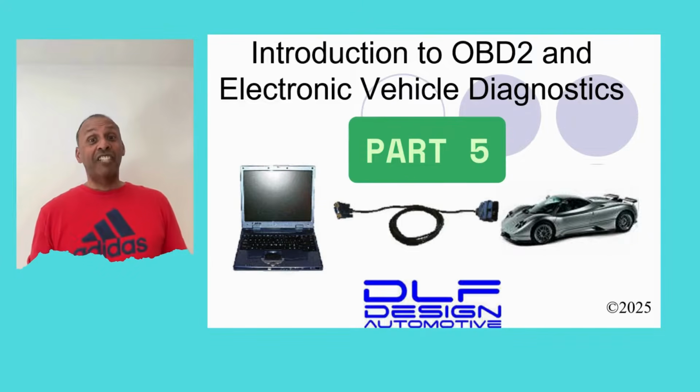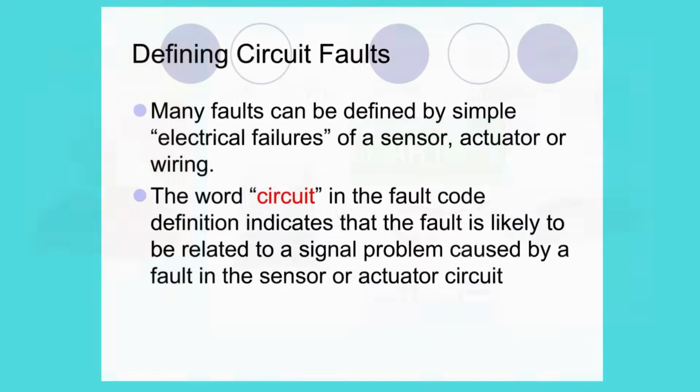Welcome to part 5 of our series, Introduction to OBD2 and Electronic Vehicle Diagnostics. In this episode, we're tackling a crucial step in the diagnostic process, defining faults. Reading a fault code is easy. Truly understanding what the code means, that's where the real skill begins. Because not all fault codes point directly to a broken part. Sometimes they're just the starting point of a deeper investigation.